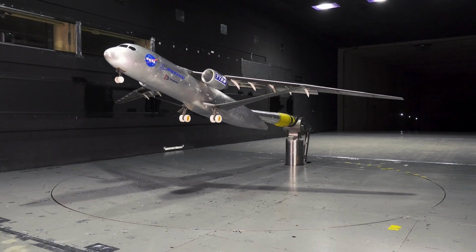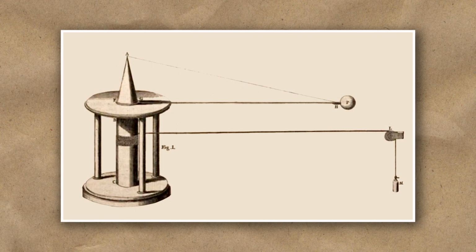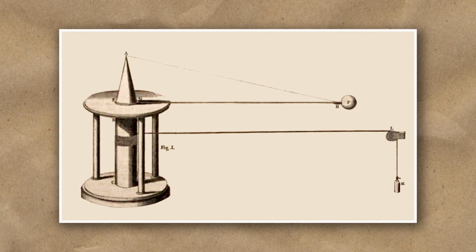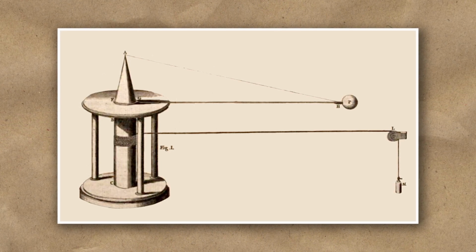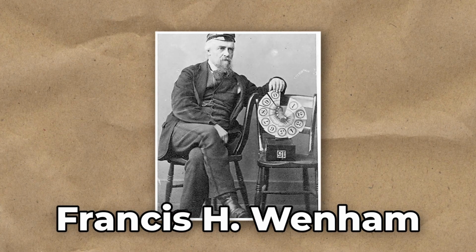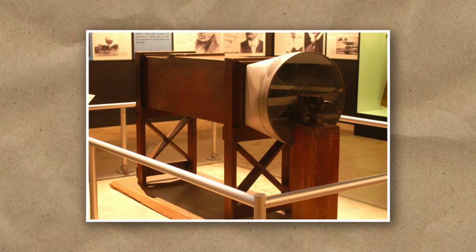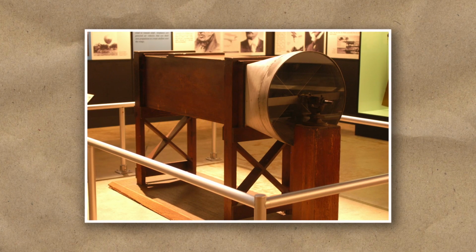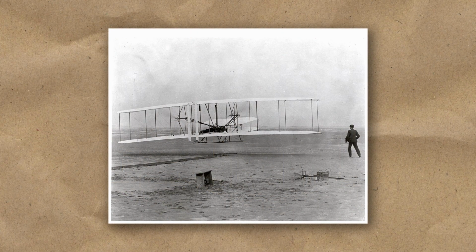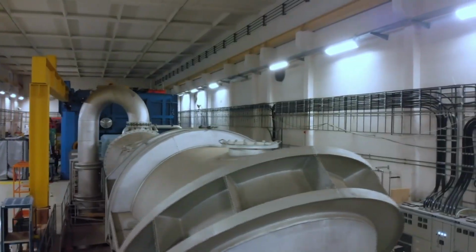Researchers have been conducting airflow experiments for hundreds of years. In the mid-1700s, Benjamin Robbins used a device called a whirling arm to spin objects through the air and measure the drag force on the object. Although this was a good start, Francis Herbert Wenham wanted something better. In 1871, he invented the first wind tunnel to test different wing shapes. The Wright brothers built a wind tunnel in the early 1900s to test wing shapes and collect data used in the design of the first airplane. Since then, wind tunnels have evolved both in size and speed.